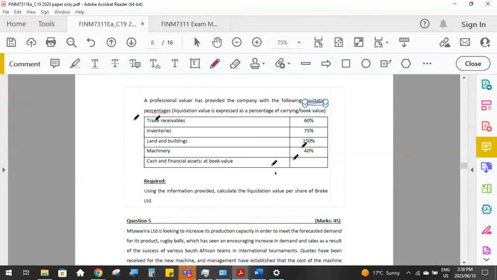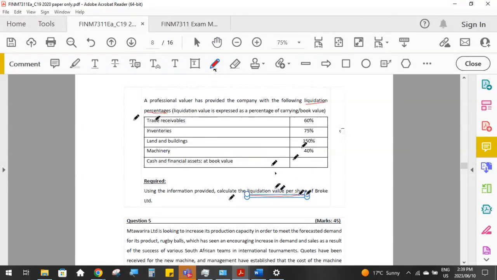Or in other words, what they are worth in real terms if I was to liquidate the company. Liquidating the company means to sell all the assets of the company, settle all the liabilities, and then see if I had any cash left over. So basically sell up the entire company to turn it into cash that is then distributed to the shareholders. So using the information provided, calculate the liquidation value per share.